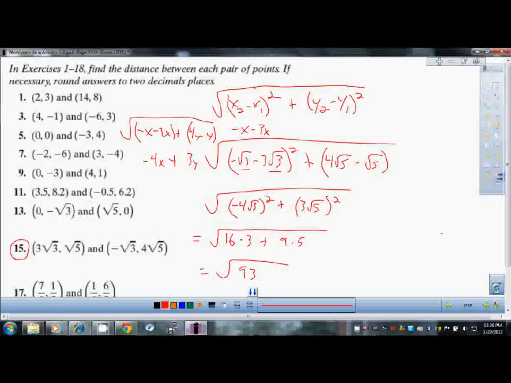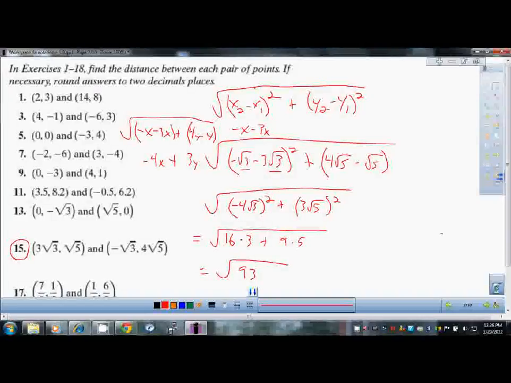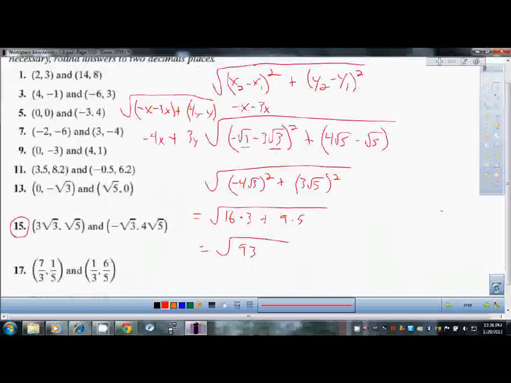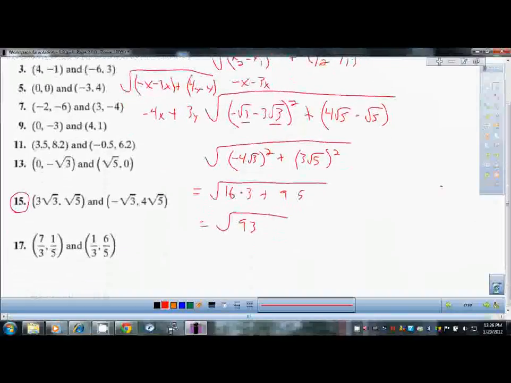Sometimes you'll have to do some reducing. I don't think you'll have to on this section, but the next section you will, and we'll look at that when we get there. Good question. Does anybody want to see one with fractions? Okay. Let's do number 17.